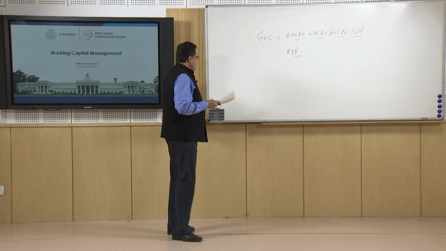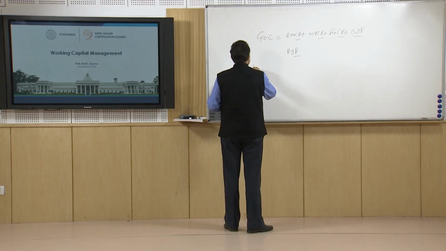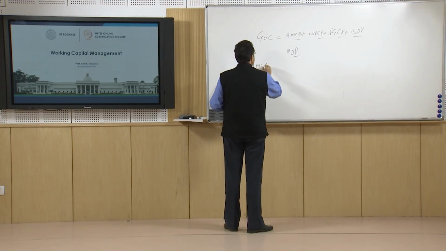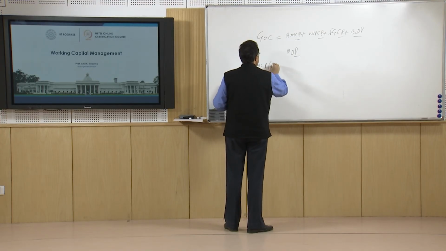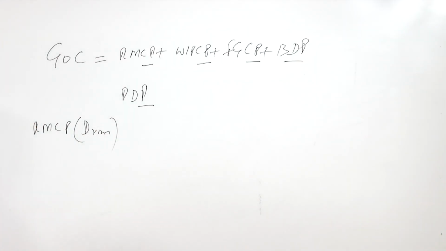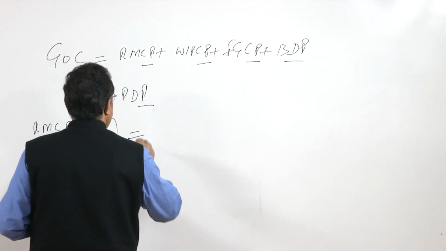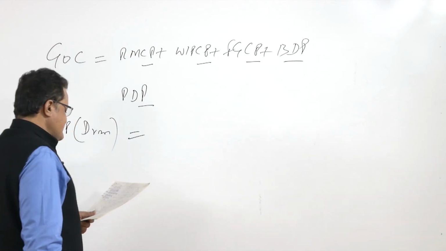So now, the first thing is the RMCP, raw material conversion period, or in a way we call it the DRM, duration of raw material. It has another name also, raw material duration, that is, for how much time raw material remains as raw material.